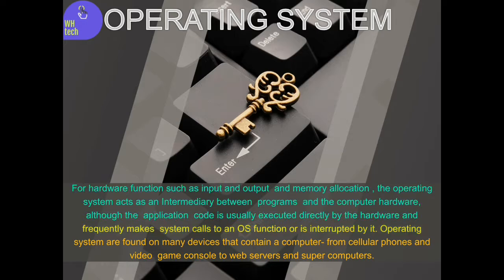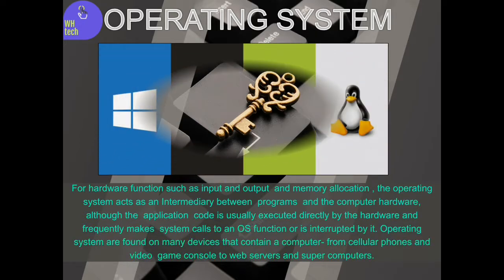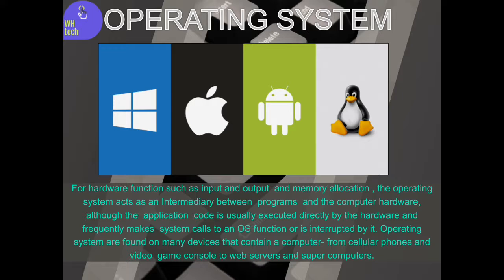So let's know more about operating systems. For hardware functions such as input and output and memory allocation, the operating system acts as an intermediary between programs and the computer hardware. Although the application code is usually executed directly by the hardware and frequently makes system calls to an OS function or is interrupted by it, operating systems are found on many devices that contain a computer, from cellular phones and video game consoles to web servers and computers.